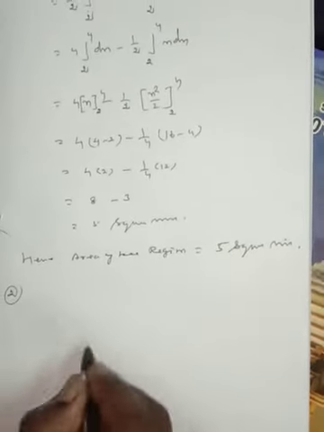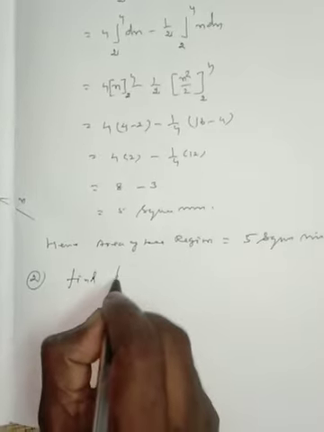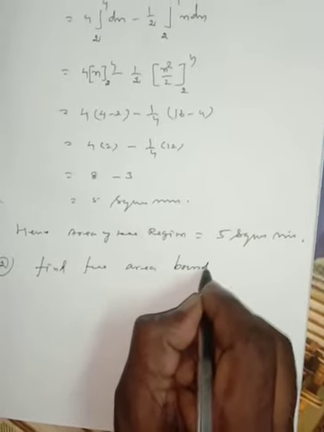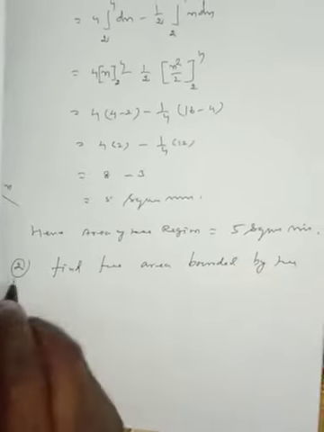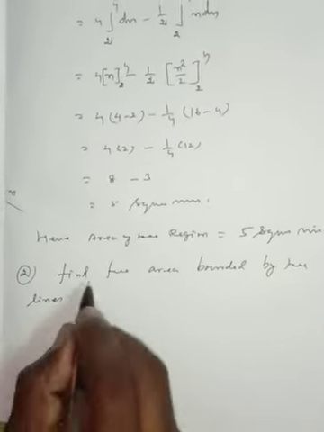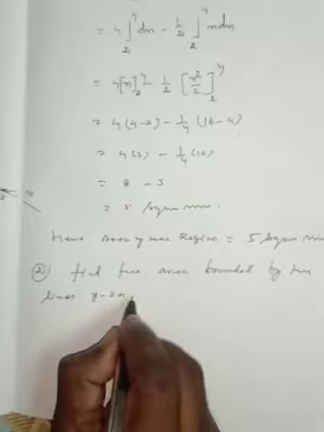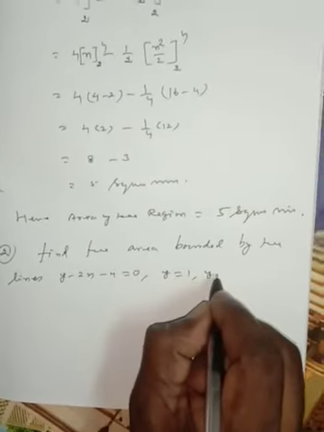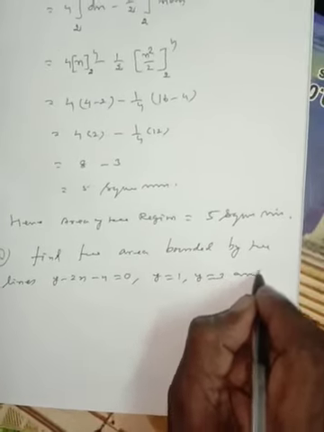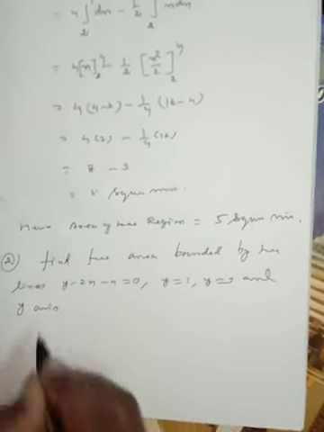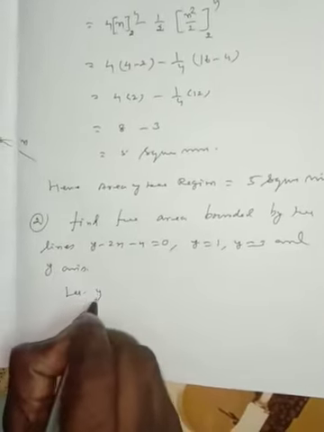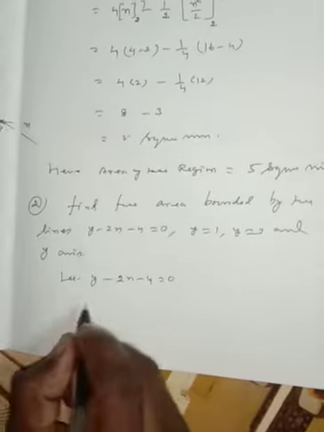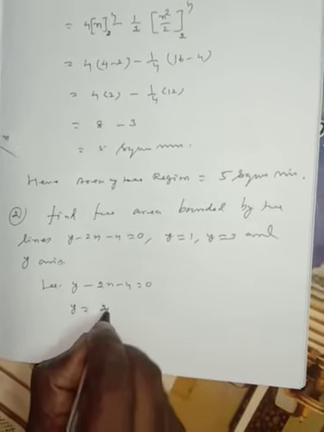Find the area bounded by the lines y minus 2x minus 4 is equal to 0, y is equal to 1, y is equal to 3, and the y axis. Let y minus 2x minus 4 is equal to 0 be a straight line. Here y is equal to 2x plus 4.